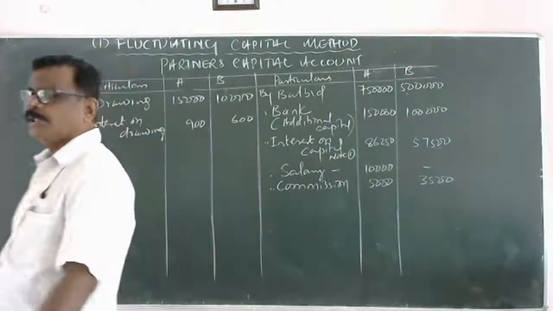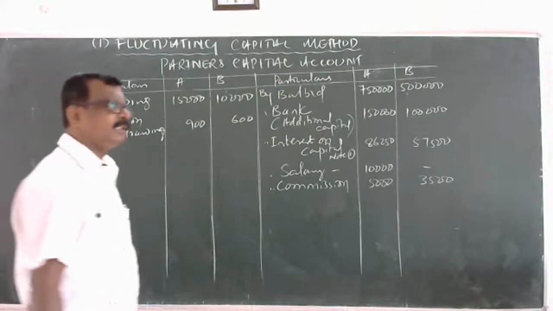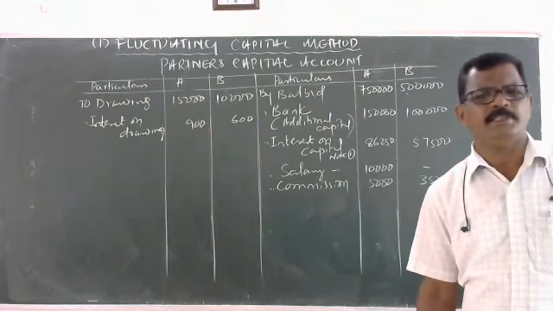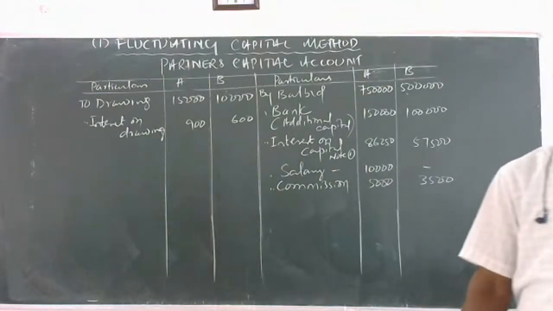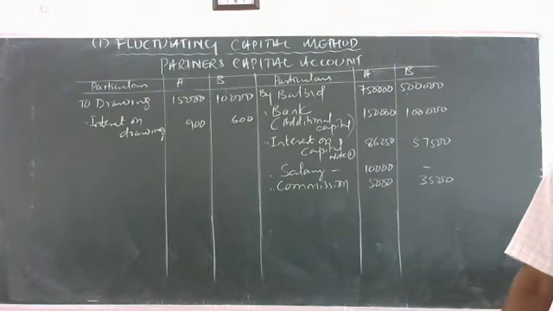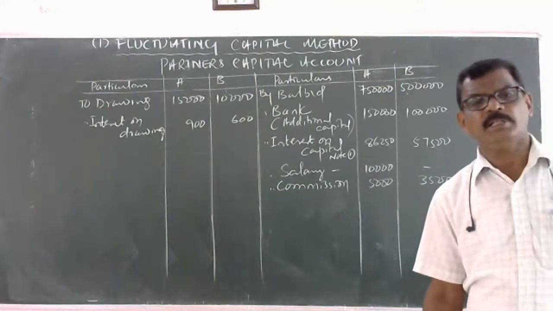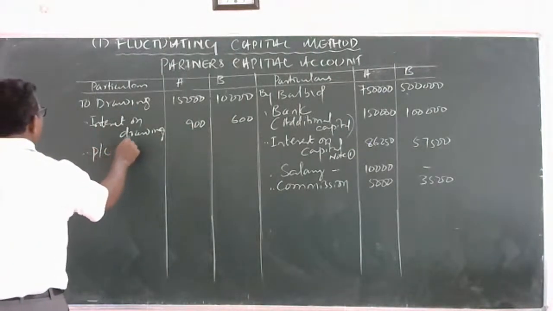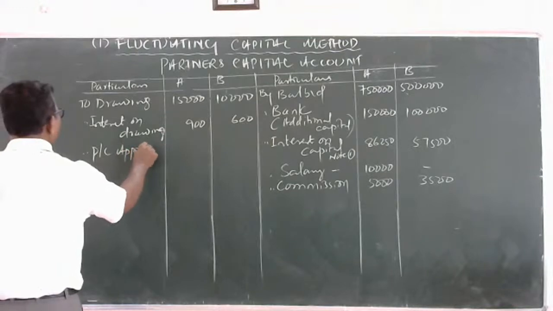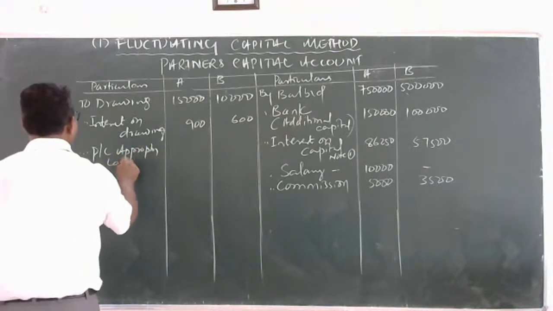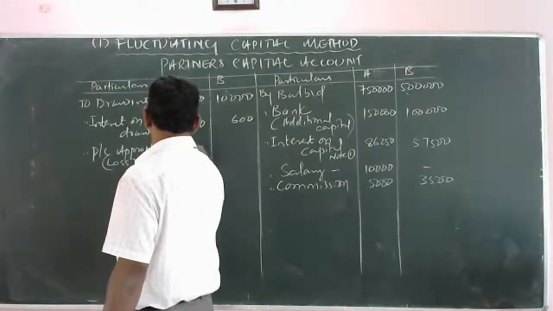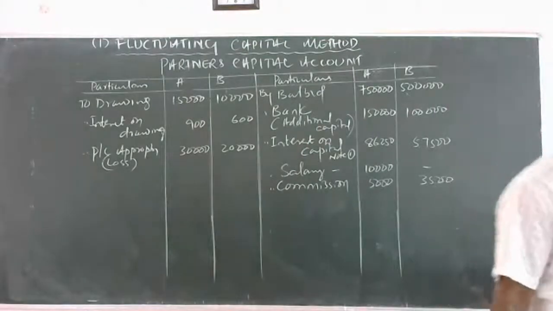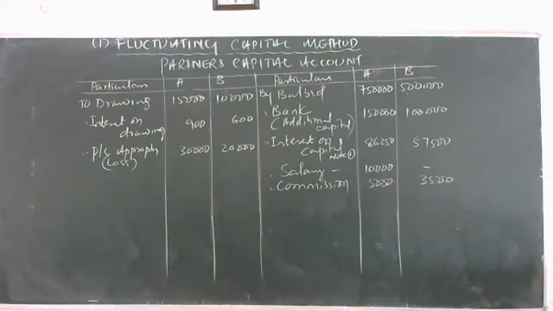So, interest on capital, salary, commission, and share of profit if there is any is credited, and share of loss, if there is any, is debited. The share of loss during the year is 30,000 A, 20,000 B. So these are the amounts you have to show in the partner's capital account.